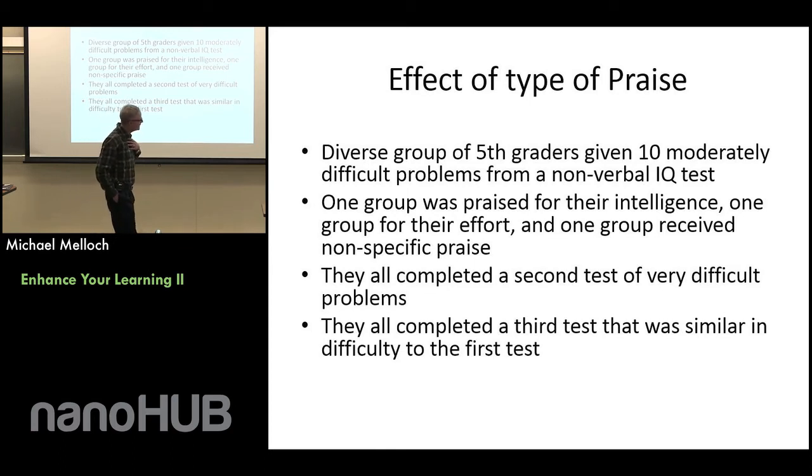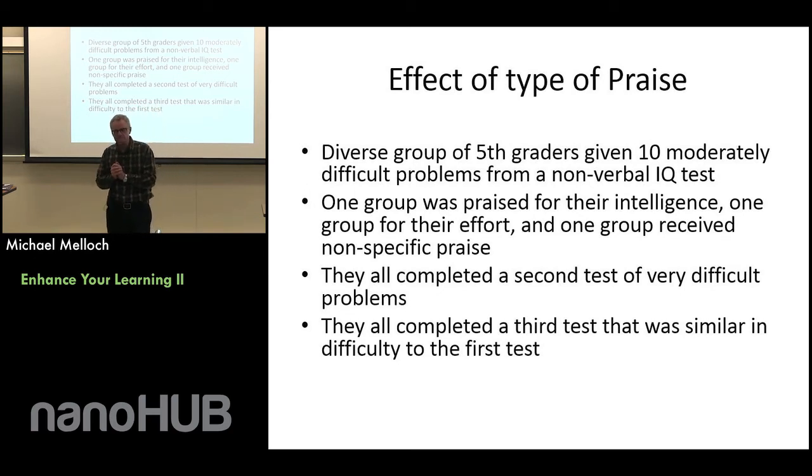In this study, they had a diverse group of 5th graders and they gave them 10 math questions from an IQ test. And the average number correct was 5. Then they split them into 3 groups. In one group, they went to each child and said, okay, you got 5 right. This was a real hard set of questions. You must be really intelligent. I'll put them in a fixed mindset.